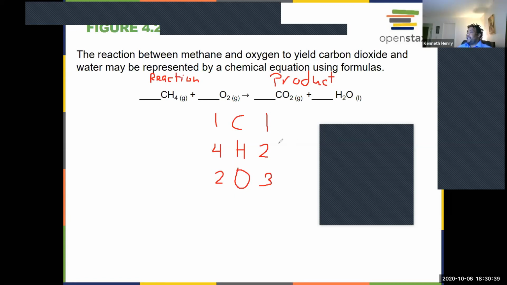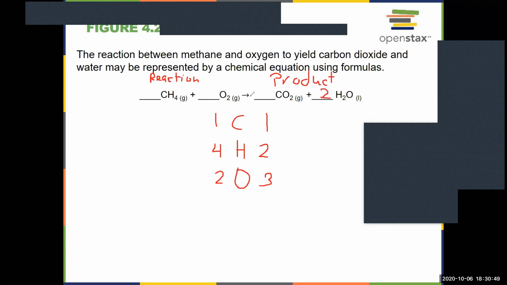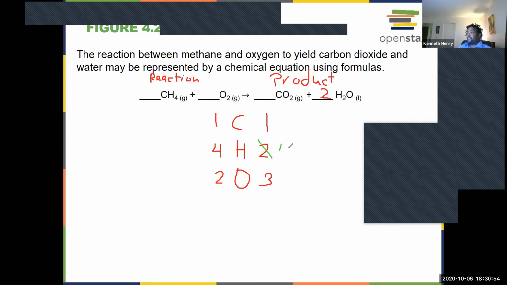So how can I get 4 over here? You can multiply the H2O by 2. So I'll put a 2 in front of the water. Then that gives me how many hydrogens? 4. That's what I want, right? Yeah, 4, I'm good now. But if I count my oxygens, what did I do? How many oxygens do I have on this side? Now you have 4. So I have 4.